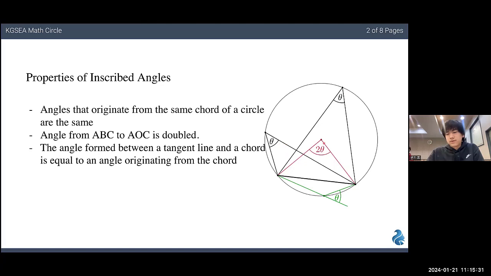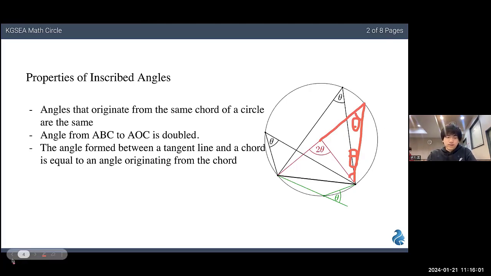So, for example, you can extend the line like this, this being theta, and this being theta as well, because due to the radius, this is an isosceles triangle. And obviously, the sum of these two angles will lead to 2 theta.